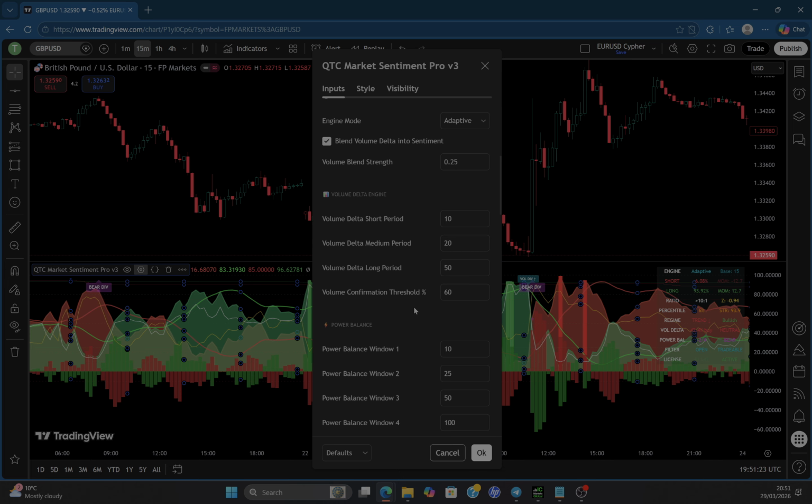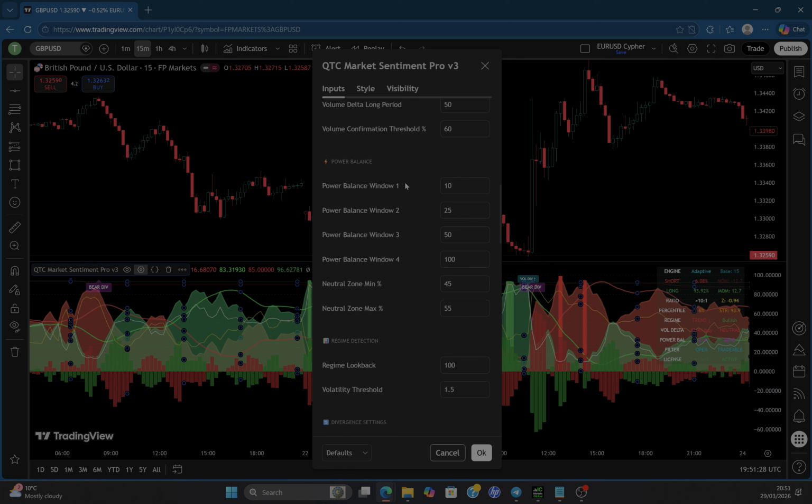These are the volume readings by default. You can change them, but these are the best parameters to work with the sentiments.